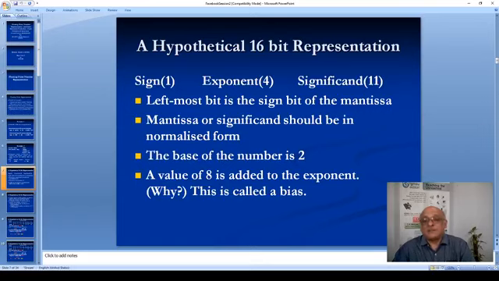The base of this number happens to be 2, and a value of 8 is added. In this particular case, 8 is slightly hypothetical because we normally add 2 to the power n minus 1. Okay, let's not debate that particular issue, but a value of 8 is added. Why have we used it? Because this simplifies our arithmetic later on, and 8 is added to the exponent. This is called a bias. Why do we need to add 8 to the exponent, and why not to the significand?